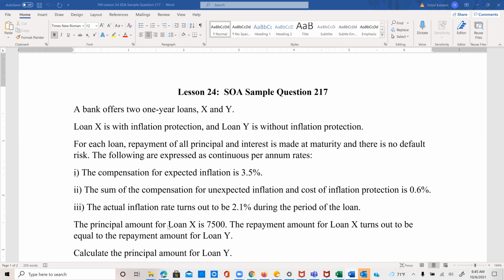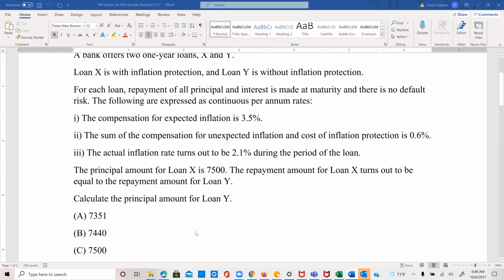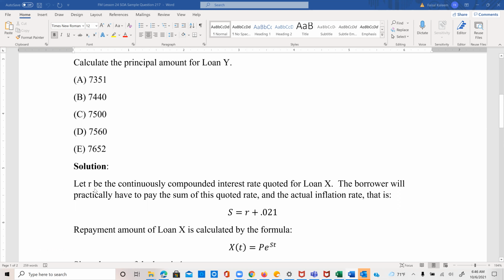So it's just basic continuous compounding with these extra inflation things thrown in. And the thing to remember is that since for loan X, they don't buy the inflation protection, they will undergo the consequences of the actual inflation that happens. So the actual inflation that happens is 2.1%. So what that means is that if there is a rate quoted by the bank, let R be the continuously compounded interest rate quoted by the bank.